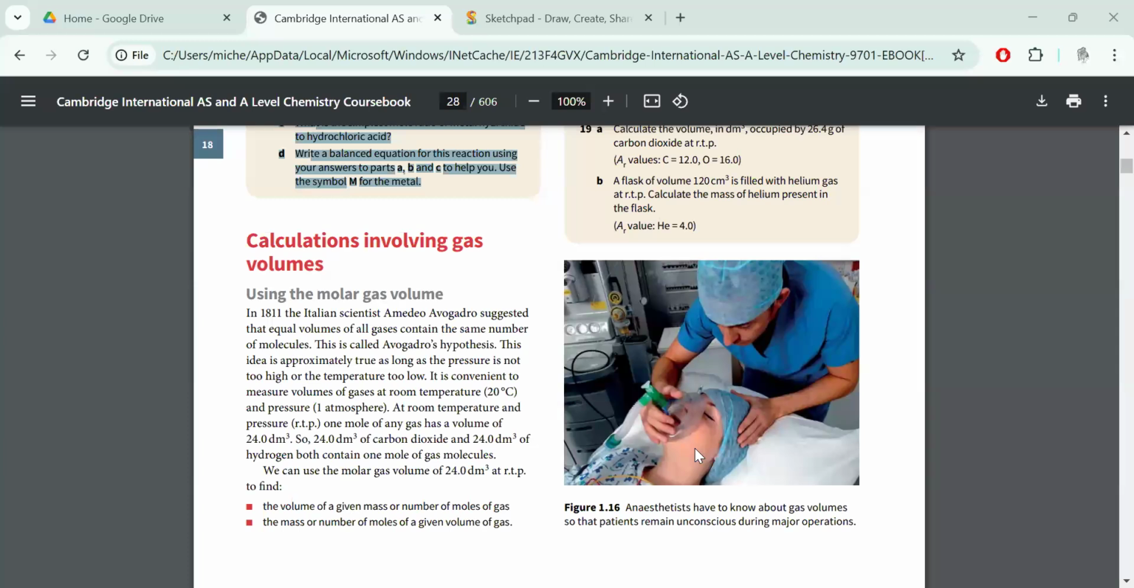Okay, so calculations involving gas volume. I think we've actually discussed this previously, I'm not really sure, but I'm just going to start reviewing again. This is called Avogadro's hypothesis. This idea is probably true as long as the pressure is not too high or the temperature is too low. It's convenient to measure volumes of gases at room temperature. We call it RTP, for room temperature and pressure at 1 atmosphere. At room temperature and pressure, 1 mole of any gas has a volume of 24 dm³. So it's a universal thing.